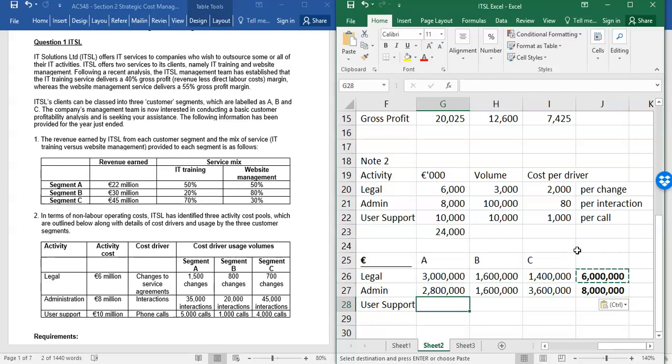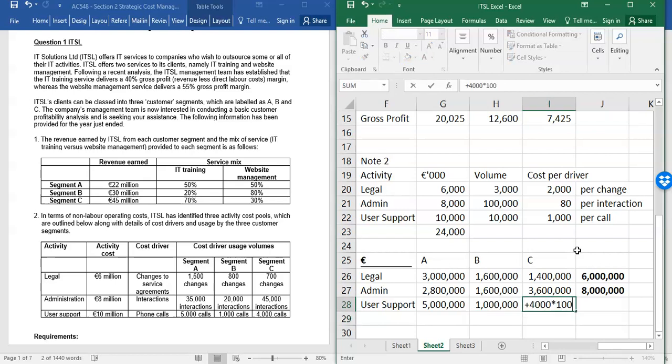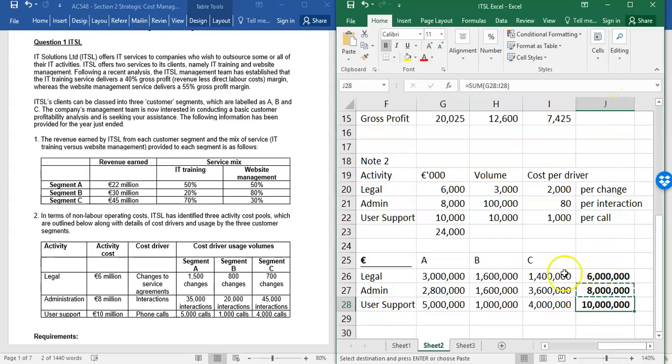And last but not least, for every phone call, you're going to get allocated €1,000. 5,000 times 1,000 is 5 million. 1,000 times €1,000 is 1 million. And 4,000 calls times €1,000 is 4 million. And that, thankfully, is, when we stretch it out, 10 million. We've now allocated each cost pool based on activities.